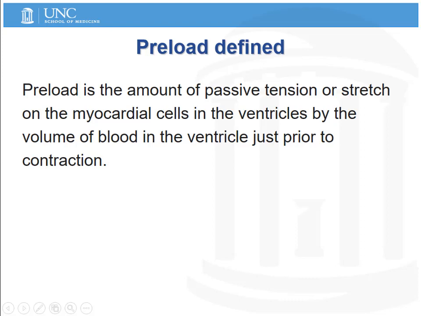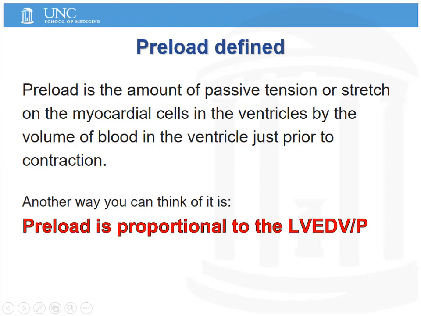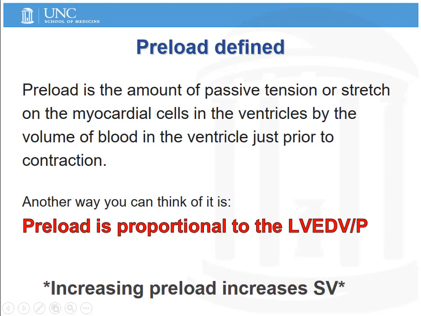You can also think of preload as being directly proportional to the left ventricular end diastolic volume and pressure. So as the blood in the ventricle is increased before contraction, the tension and stretch on the cardiac myocytes is increased, and therefore the preload is increased. Within physiological limits, increasing preload by increasing filling of the left ventricle during diastole, for example, leads to an increase in the force and the velocity of the contraction, which causes an increase in stroke volume.